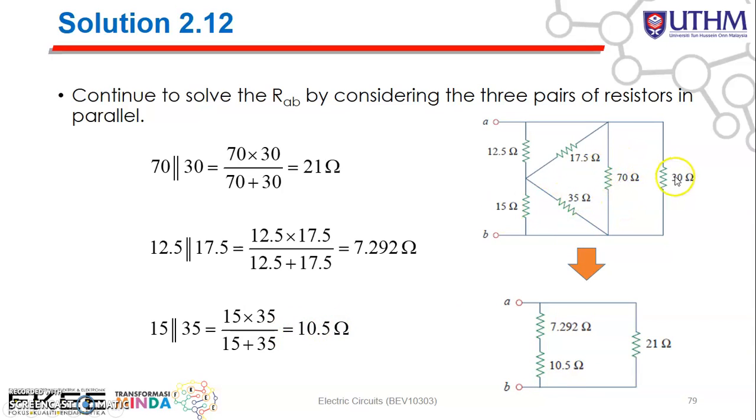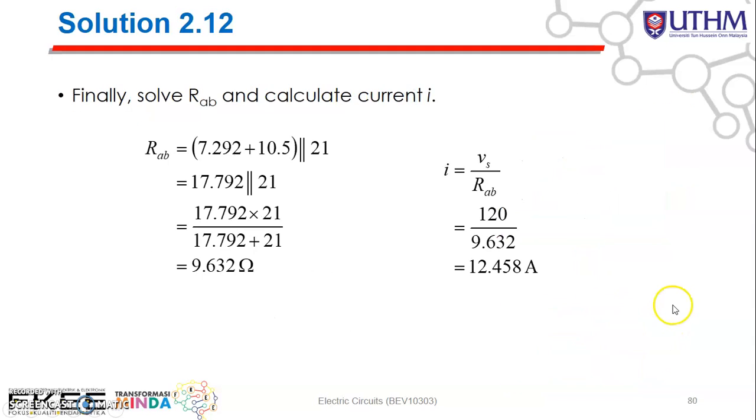Okay, 70 and 30 are also parallel to each other. So 70 parallel to 30 is equal to 21 ohm. Finally, you can further simplify it. So here and here is series, so you can just add these two numbers, and then this equivalent resistance is parallel to 21 ohm. After that, you can just find your RAB.